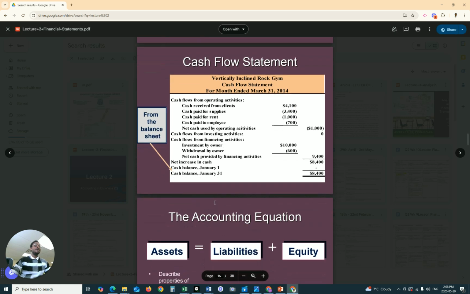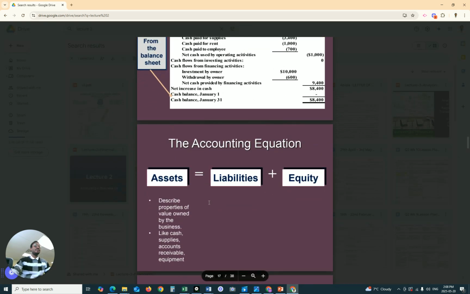Lastly, for this episode, we'll look at the accounting equation. The accounting equation is assets equals liabilities plus equity. Assets are resources owned by the business, so they describe properties of value owned by the business or owed to the business, like cash, supplies, accounts receivable, equipment, land, buildings, properties. Accounts receivable are owing the business, so what is owed to the business or owned by the business are assets.